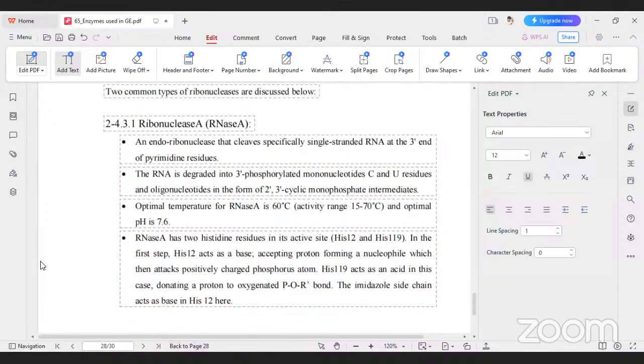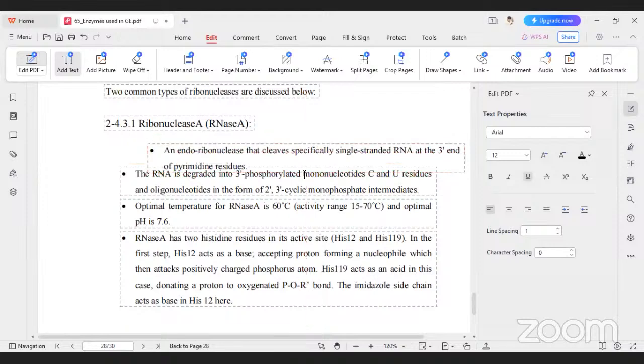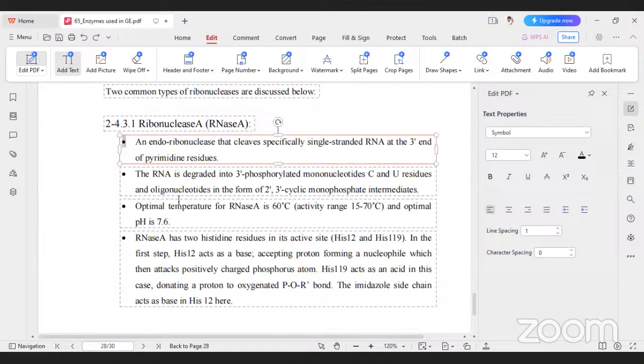It is an endoribonuclease that cleaves specific single-stranded RNA at the three prime end of the pyrimidine residue. The RNA is degraded into 3-prime phosphorylated mononucleotides, C and U residues, and oligonucleotides in the form of 2 prime, 3 prime cyclic molecules. The optimal temperature for RNase A is about 60 degrees centigrade.